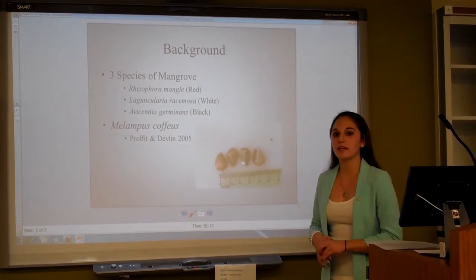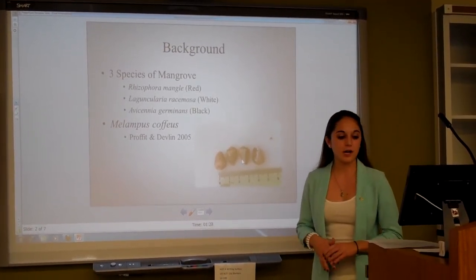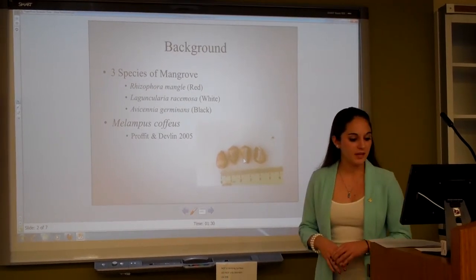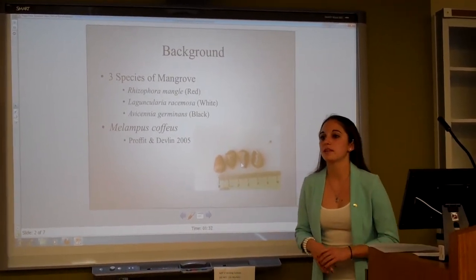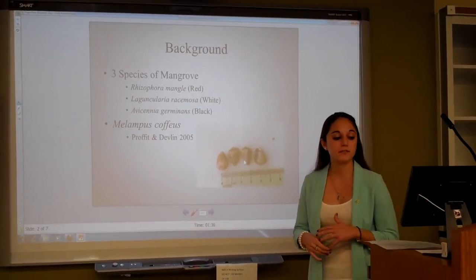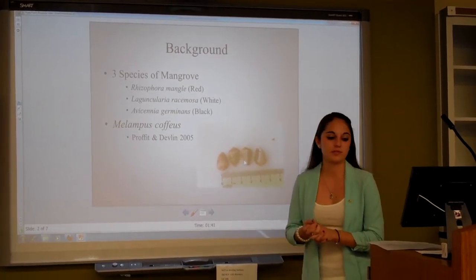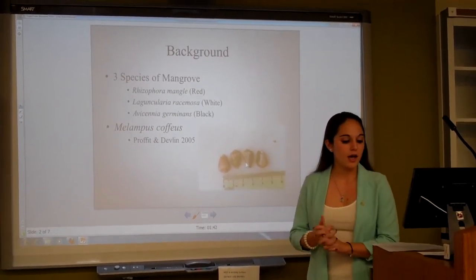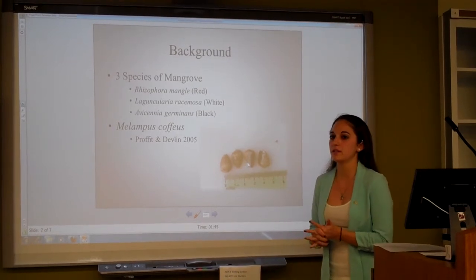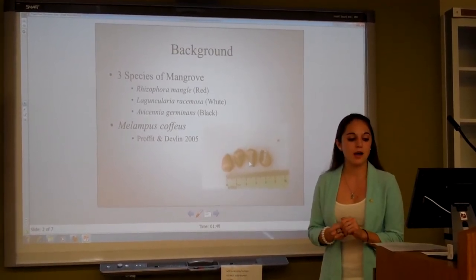The snail being investigated in this experiment is the macrodetritivore Melampus coffeus, commonly known as the coffee bean snail. These snails are pulmonate gastropods, meaning that they do have a lung, so they cannot become inundated for very long periods of time. This is commonly why they're found in the mangroves, as they climb the prop roots to get out of the water. They feed upon fallen leaves as well as seedlings from the mangrove forest.